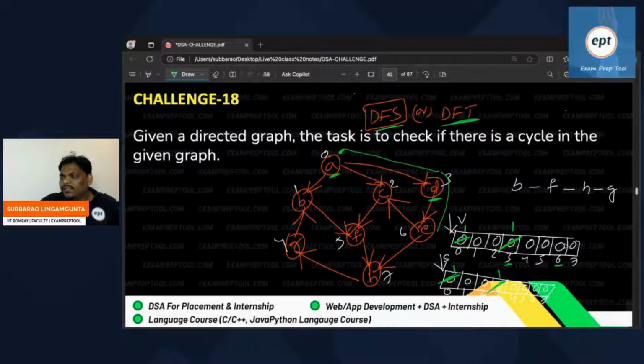I am here. So again, same story. Visited of E is equal to 1, and in the stack also. E means, I think, 6. It is also 1. I am here. Until now, everyone is comfortable.